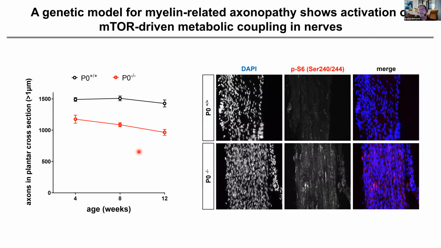Here you see that this axoglial metabolic coupling is really active in this disease model. These are control animals. This is the phospho-S6 staining. And in the P0 knockout animals, you see strongly upregulated phospho-S6 staining in longitudinal sections of the nerves. So the axoglial metabolic coupling, this increase in glycolytic activity, is really upregulated. So we can ask now what happens if we inactivate this axoglial metabolic coupling. And this I show you on the next slide.